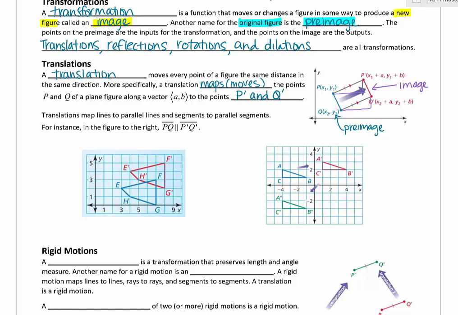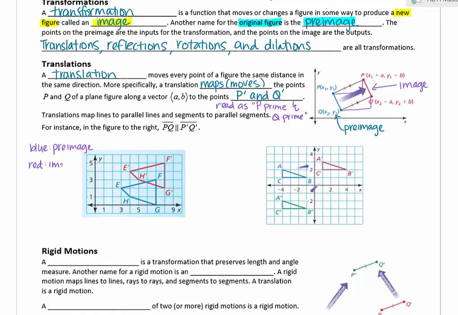And again, we read this as P prime and Q prime. So let's talk about these examples here. We're moving the blue figure to the red figure. We know that our blue figure here is our pre-image and red is our image. And we can tell that because the red one has primes and the blue one does not.